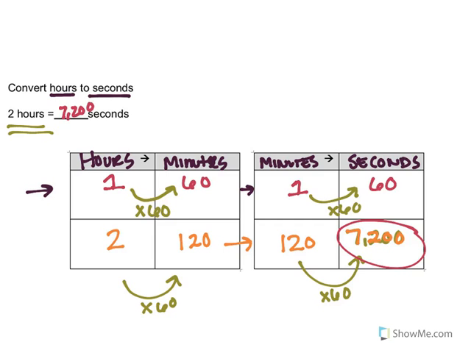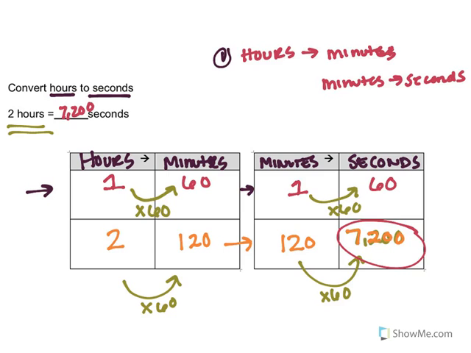Notice we had a two-step conversion here. This makes sense because our chart did not go directly from hours to seconds. We had to first convert hours to minutes, and then our minutes to seconds. So step one, hours to minutes. Step two, minutes to seconds.